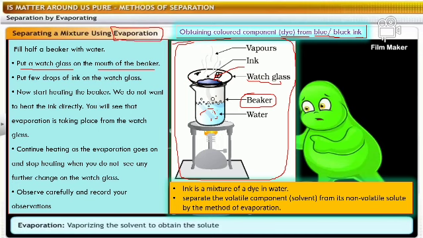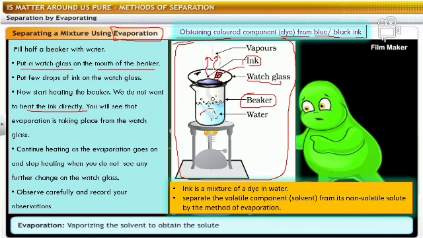Okay, we will not heat the ink directly. Why? Because the watch glass may be broken down. That's why. So as we start heating, what happens? The evaporation of water present in ink will take place. So you can see the vapors. So what are these vapors? These are the vapors of water.